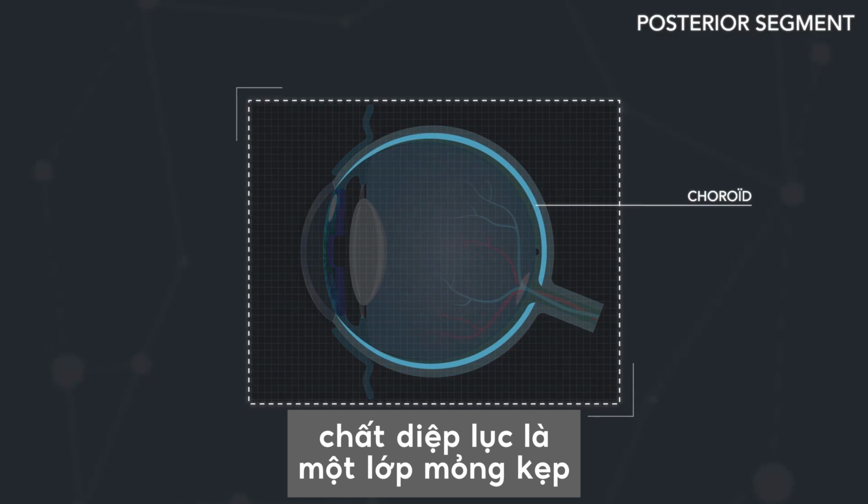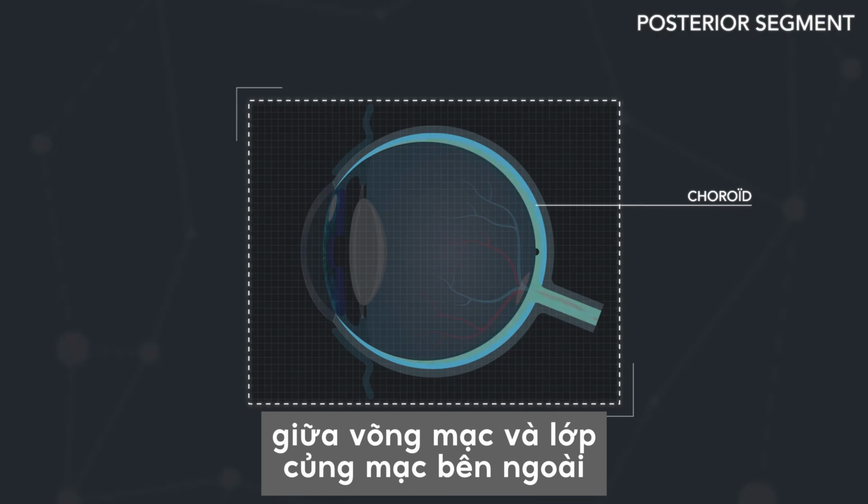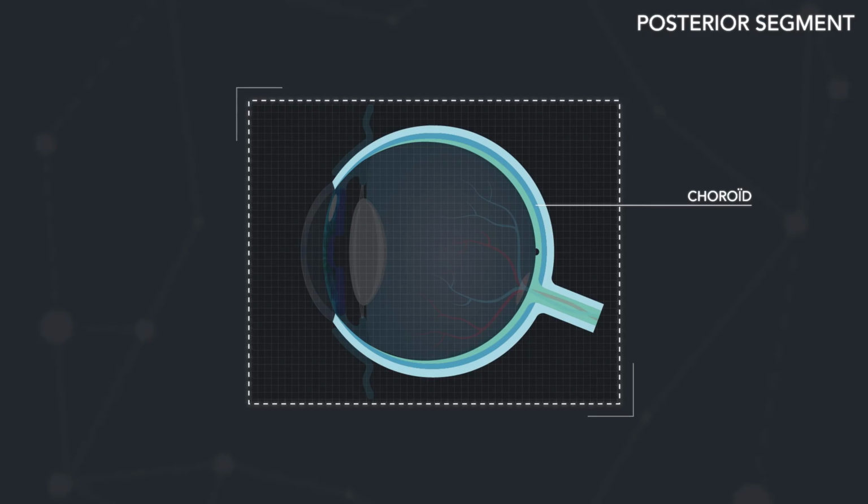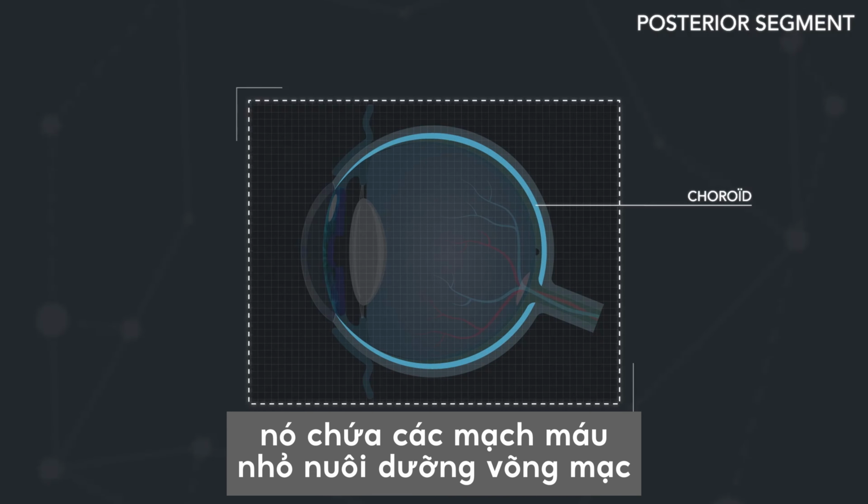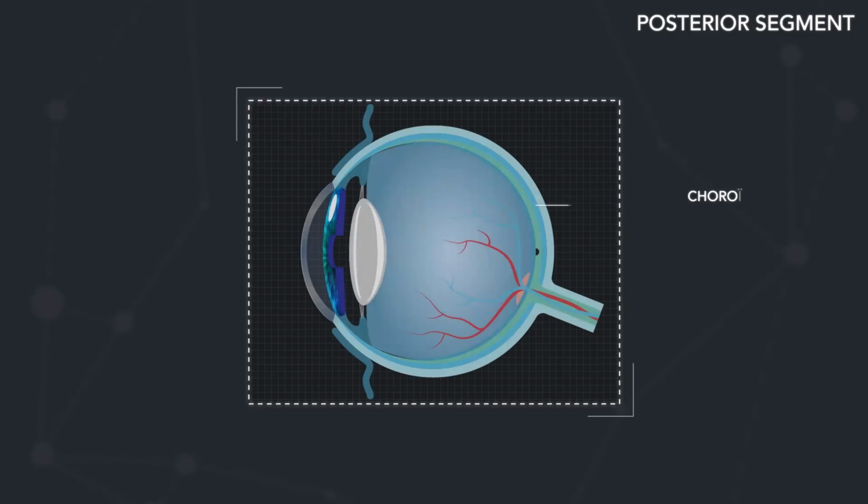The choroid is a thin layer sandwiched between the retina and the outer sclera. It contains tiny blood vessels that nourish the retina.